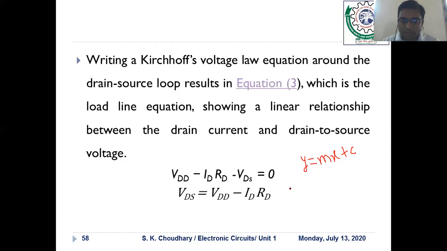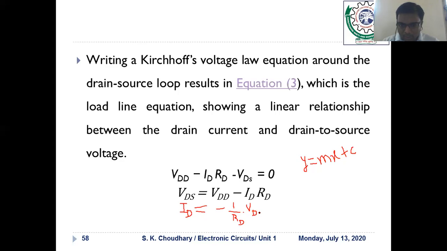For that purpose, I have to rewrite this equation, where y is ID. We take ID on the left hand side of this equation and VDS on the right hand side. So it would be minus, and after rearranging we see that 1 upon RD into VDS.